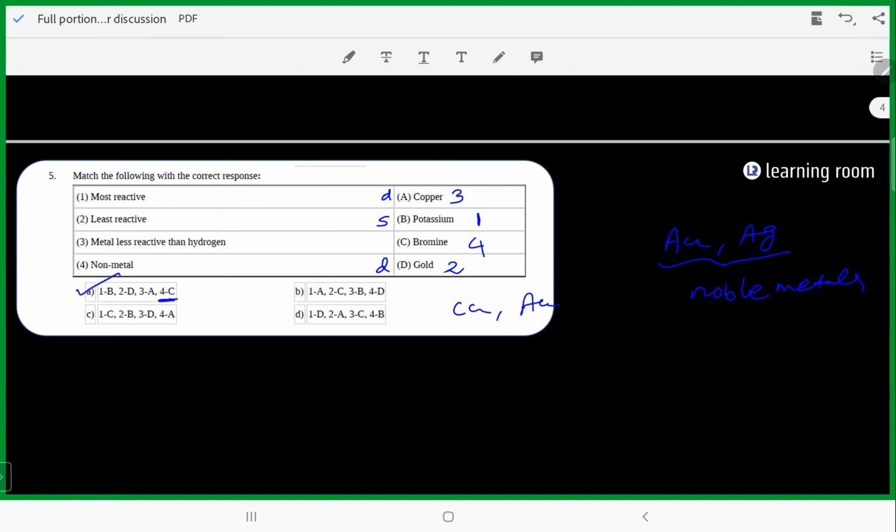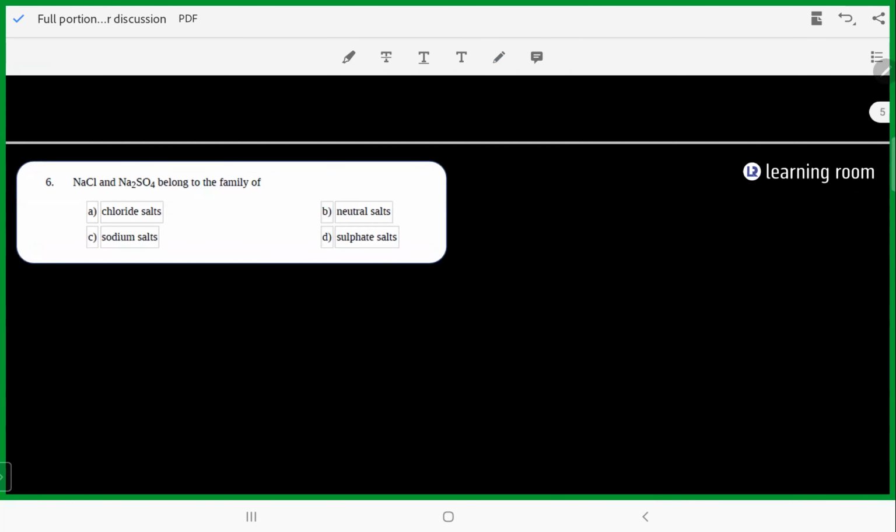And the next question. NaCl and Na2SO4 belong to the family of sodium salts, because they belong to sodium. It's not a chloride salt, since Na2SO4 is a sulfate salt. That's why we cannot say it's a chloride salt or sulfate salt. So we can say sodium salt. All the salts have the sodium ion as a positive radical.